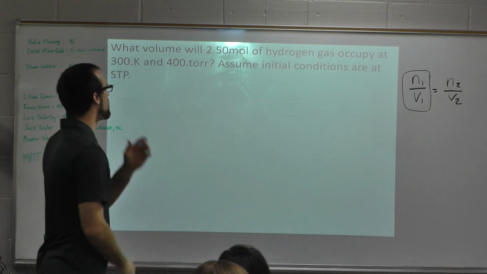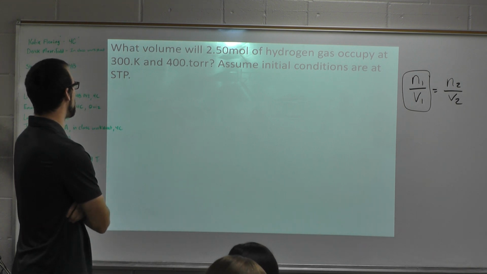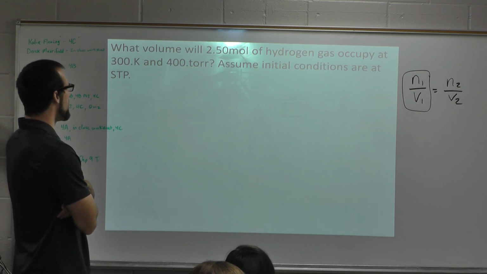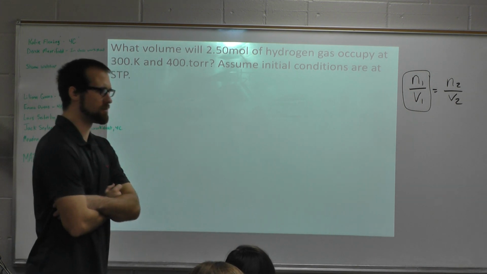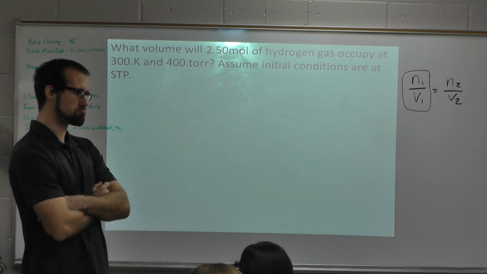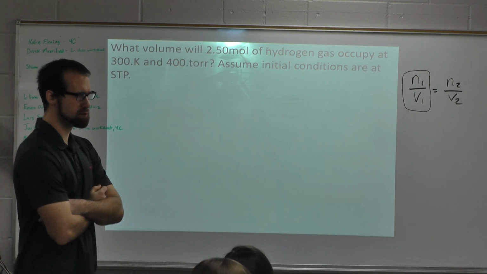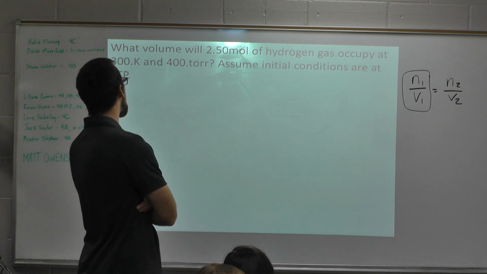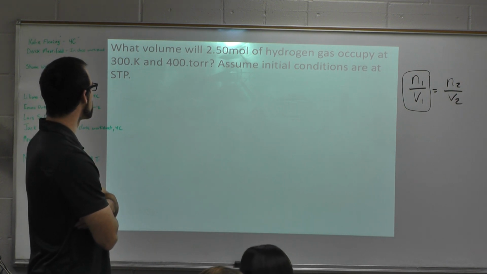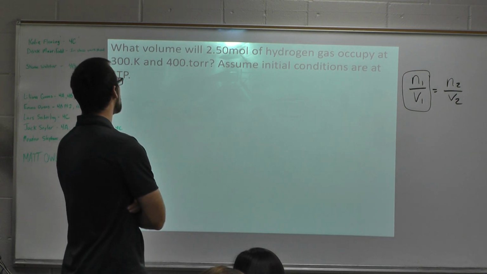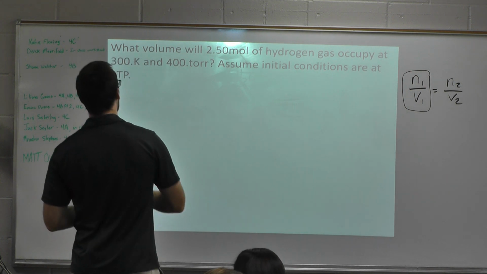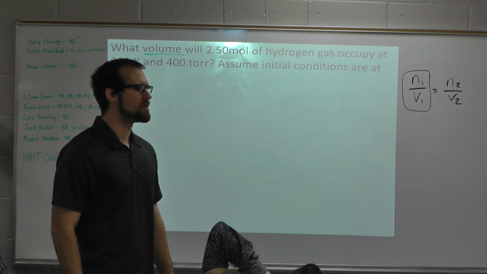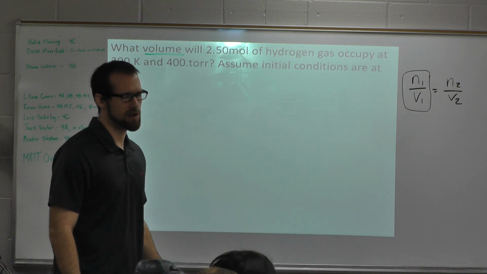So it says, what volume will 2.50 moles of hydrogen gas occupy at 300 Kelvin and 400 torr if we assume my initial conditions were at STP? What do you think we should do? You're gonna have to find the difference in volume from STP to 300 Kelvin and 400 torr first. Alright, well, we're just trying to find the volume. So if we knew the difference, we'd already know the volume, wouldn't we? So, question is, how are we going to find volume?